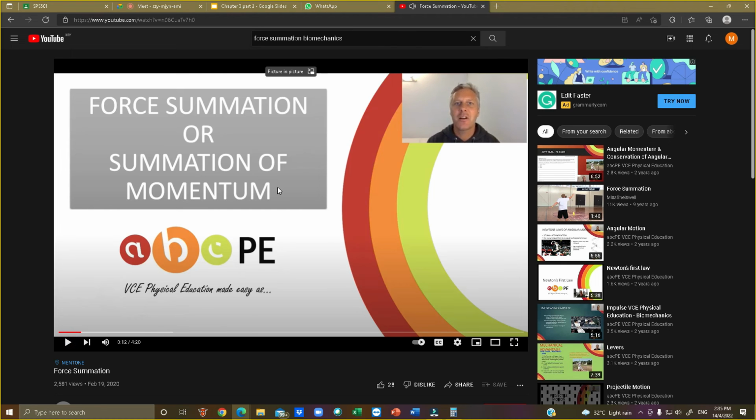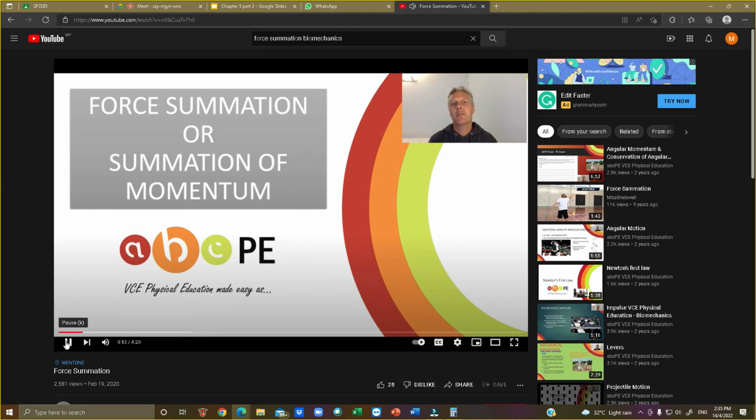Salah, benda yang sama dia cerita tu, summation of momentum. Kalau kita susah nak faham force summation, kita cerita summation of momentum. Means we sum up all the movement. Force summation is impulse summation lah. So, cerita impulse, cerita momentum, benda yang sama.